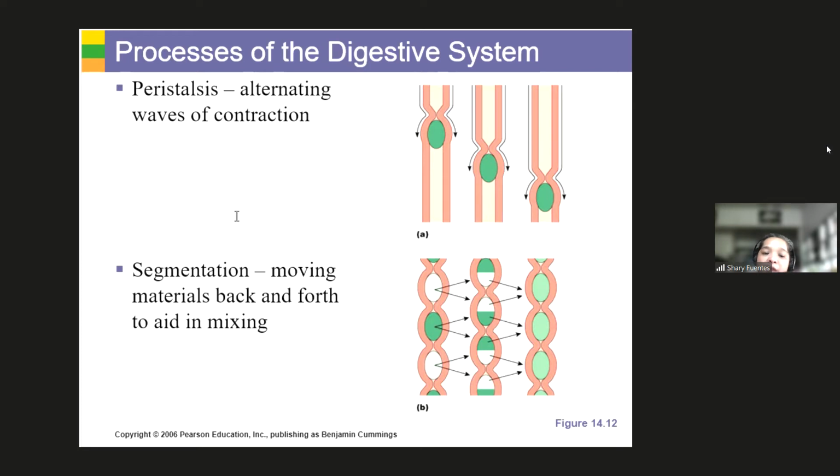How about the other way? The segmentation, moving materials back and forth to aid in the mixing. You may notice may empty siya. They give only halfway tapos mimix na naman ulit and then ililipat naman sa next na portion ng intestine. So makita mo dito, they propel it by segment. Hindi nila binigay lahat yan.